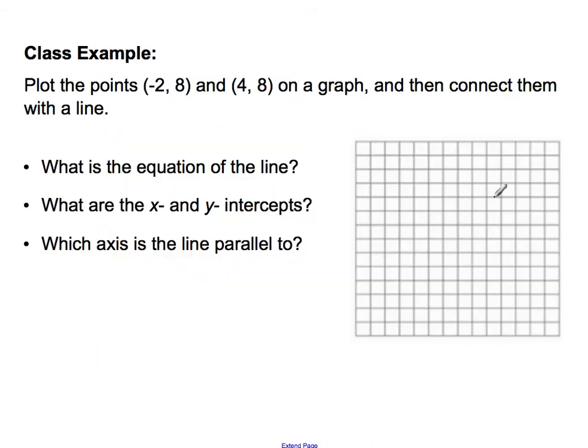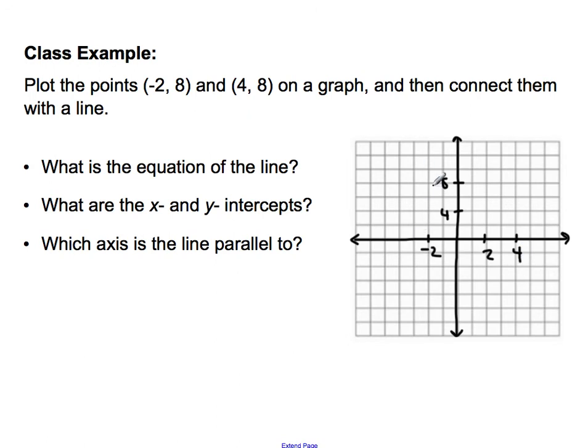So plot the points (-2, 8) and (4, 8). Okay, so negative 2, 8. So let's go 4 and 8. Let's go up by that. And let's go negative 2, 2. Oops. Sorry, I'm getting binged here.